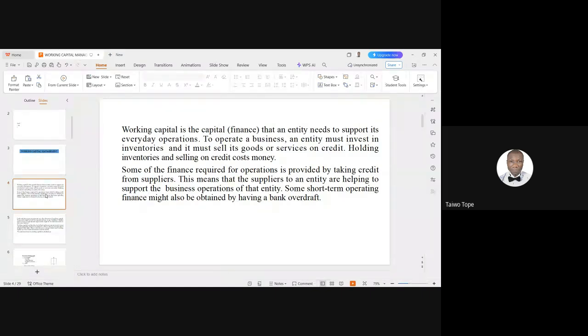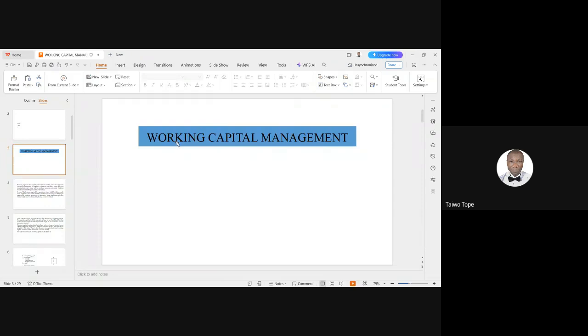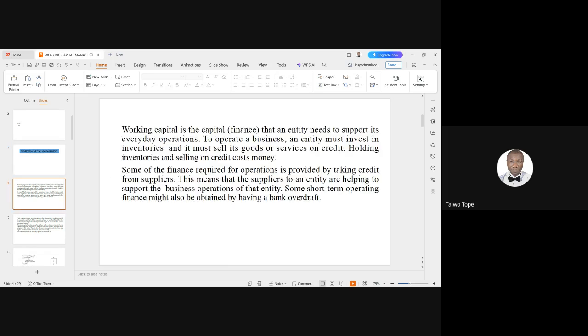Now, if you look at the topic, it is termed as what? Working capital management. The question is, why do we need to manage our working capital?